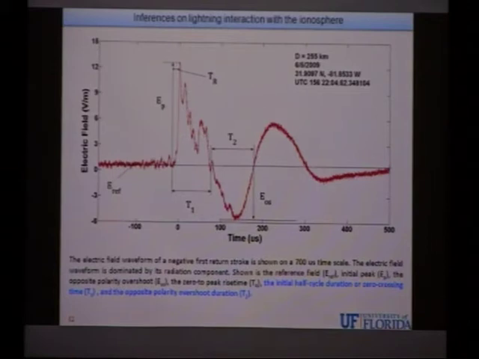This is an electric field waveform, vertical electric field waveform, shown on a longer time scale than on the previous slides. It is 700 microseconds across. So we see the initial cycle, zero crossing, opposite polarity overshoot, essentially the same as on the previous slides. But here we can also see this second positive half cycle and second negative half cycle. So the overall waveform on this scale appears to be oscillatory. And there are two cycles within 500 microseconds. The corresponding frequency is somewhere between 4 and 5 kilohertz.